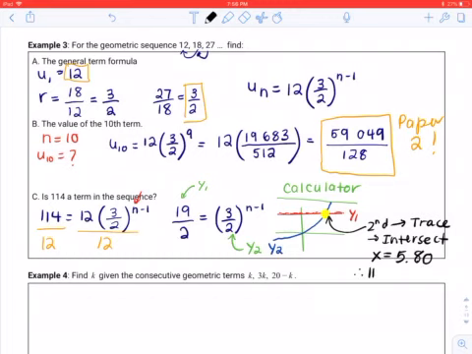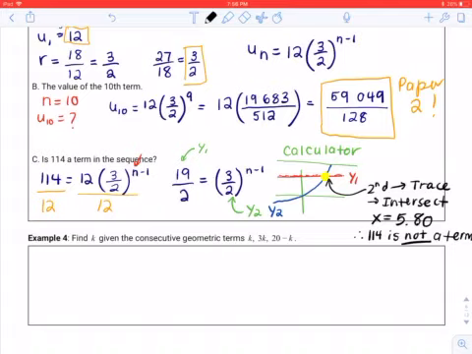Therefore, what we conclude is that 114 is not a part of the sequence, because our x value, or our term number, is not an integer. 114 is going to be somewhere between the 5th term in the sequence and the 6th. But it's certainly not a term in the sequence itself.